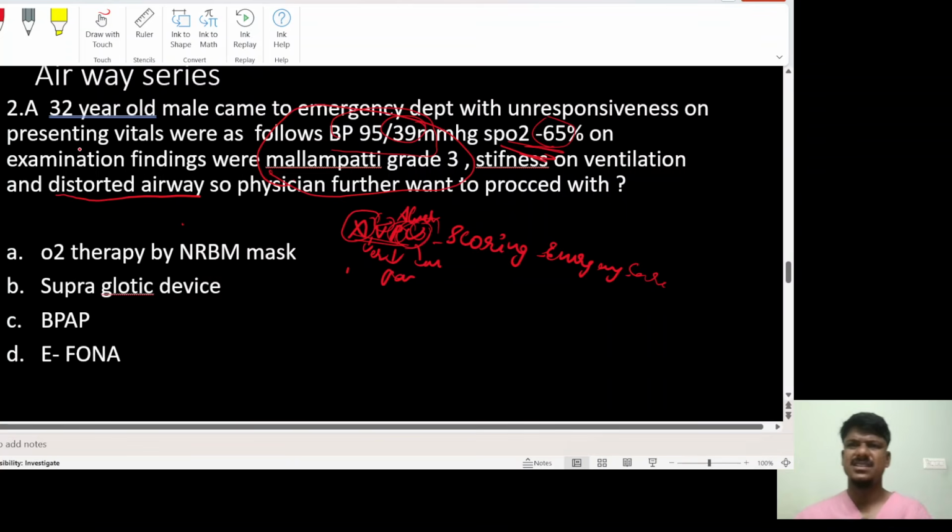Stiffness means that when you put an Ambu bag and try to ventilate the patient, you feel too much resistance, too little compliance to push the Ambu bag. That is also an abnormal finding. A distorted airway means the airway is not proper, with an anatomical abnormality in the upper or lower airway. So as a nurse or nurse practitioner, what are you going to proceed with?